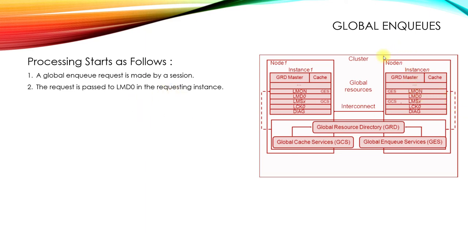Now node n, or node 2, wants a specific block. It understood that that specific block resides on node 1, so it requests LMD to fetch that information in the requesting instance. The foreground waits for the request on the event. Now the LMD determines the mastering instance. That's what I said, LMD now determines who is the owner of the block.